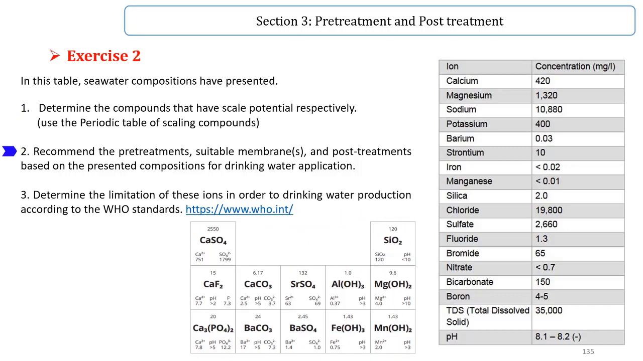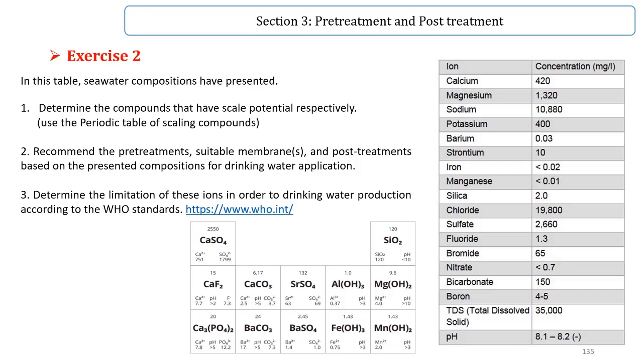Second, recommend the pretreatments, suitable membranes, and post-treatments based on the presented compositions for drinking water application. And third, determine the limitations of these ions for drinking water production according to the World Health Organization standards. This is your task. Please send your solutions for this problem to us.